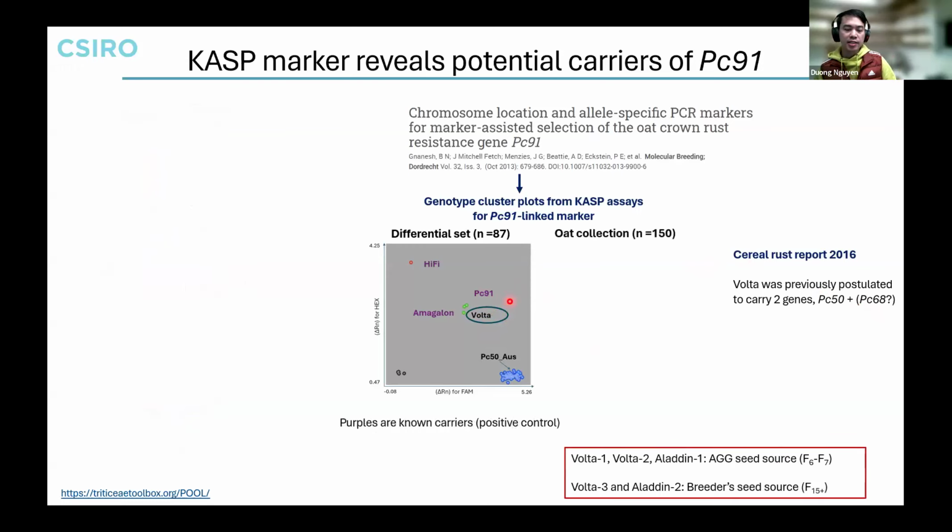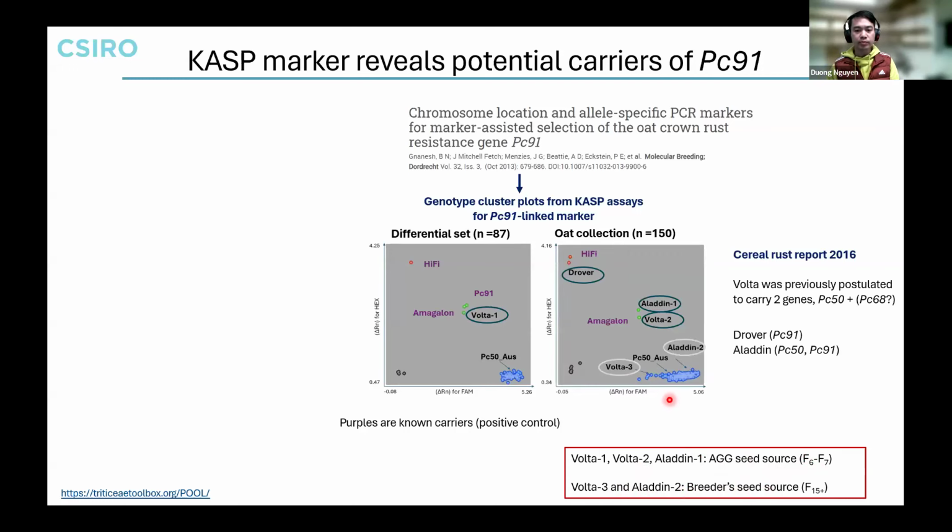After testing the specificity of the marker, we then used the marker to screen the oat collection that includes 115 lines. I want to mention that in this set we have some lines such as Volta and Aladine, with some lines derived from different seed sources. Volta 1, 2, and Aladine number 1 were derived from the AGG seed source at the F6 and F7 generation, and we have Volta number 3 and Aladine 2 derived from breeder seed source at the F15 plus generation.